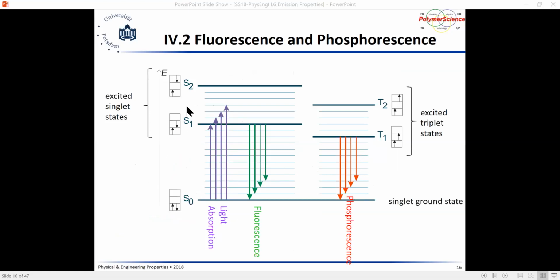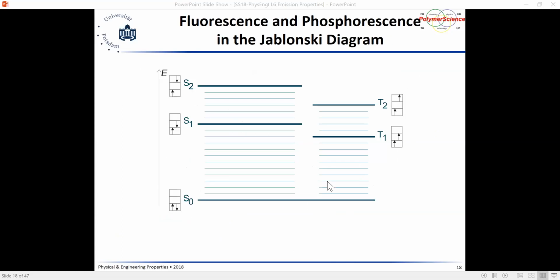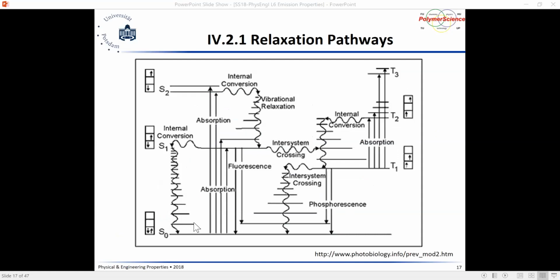Okay, so next we will cover fluorescence and phosphorescence. Here is just the overview of everything that can happen. Okay, so we have talked about vertical transition in absorption, vibrational relaxation, vertical transitions of fluorescence, and vertical transitions of phosphorescence we will talk about now.